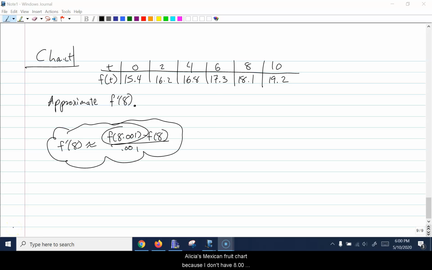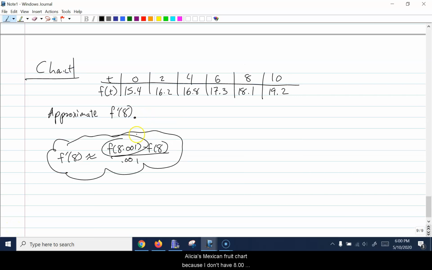Well, this doesn't make sense for a chart, because 8.001 is not one of the numbers on my chart. The only numbers I can plug into f are these 6 numbers they gave us. So I can't compute the derivative. The idea we need to focus on is the reason we picked 8.001: it's very close to 8.